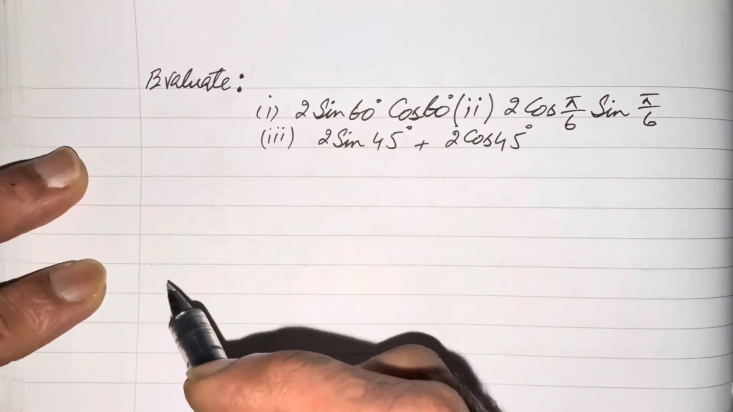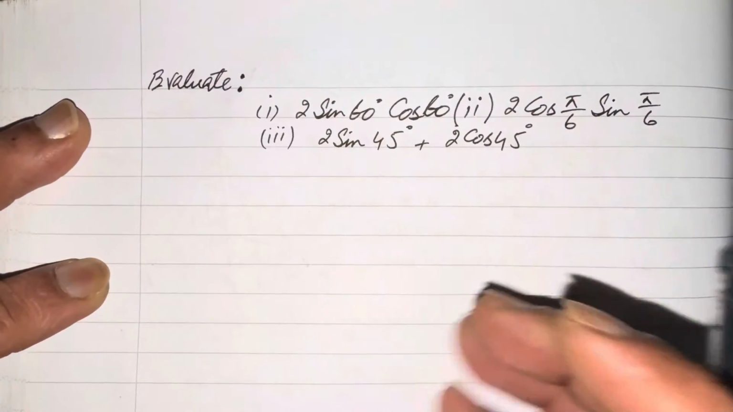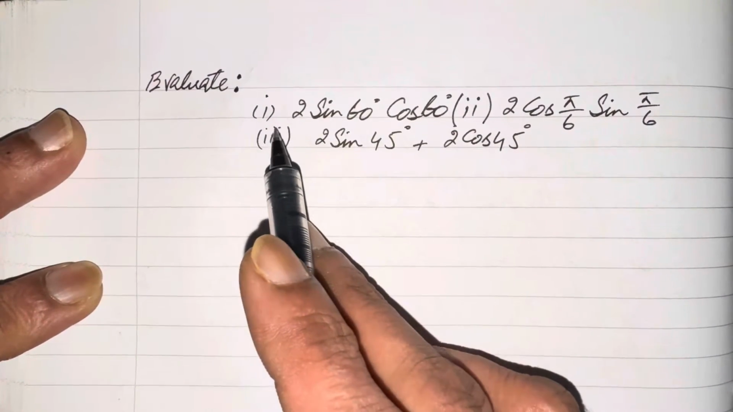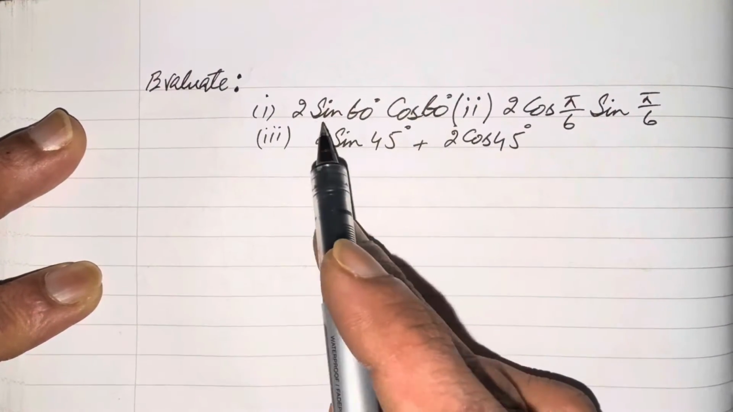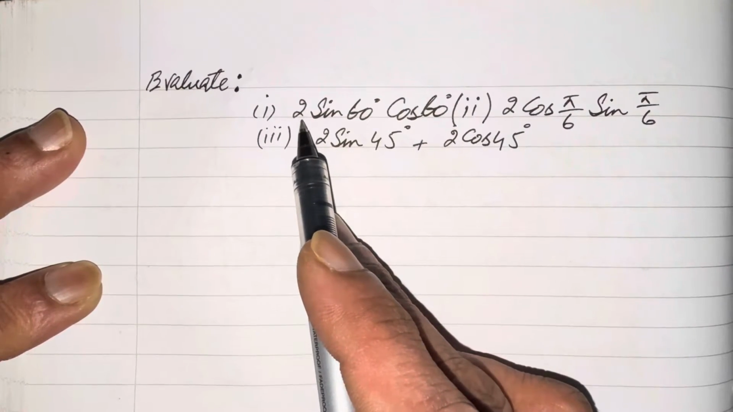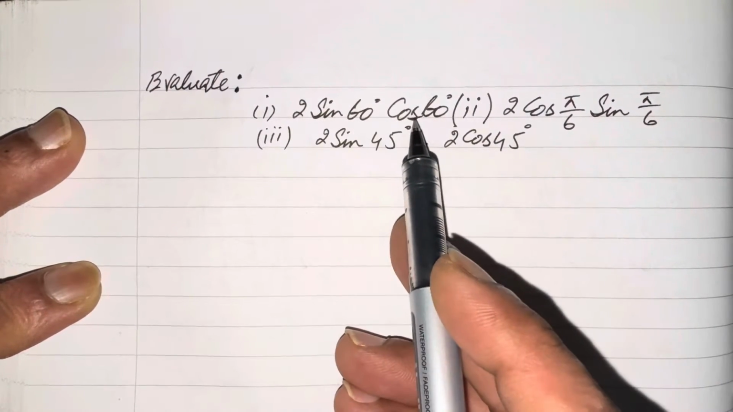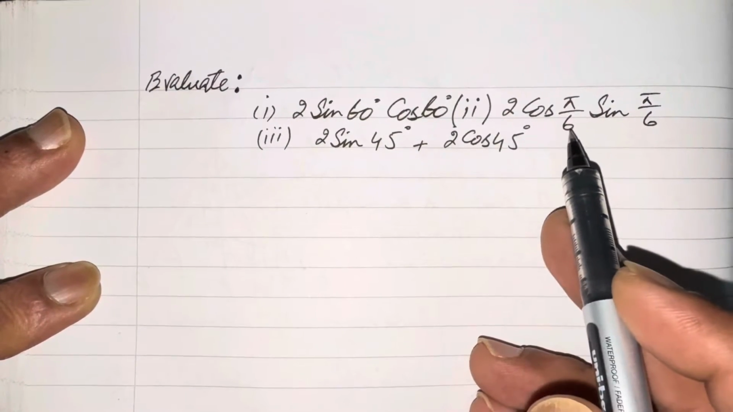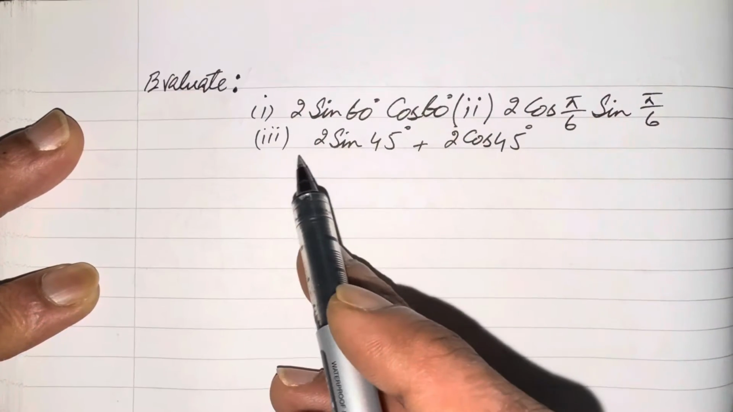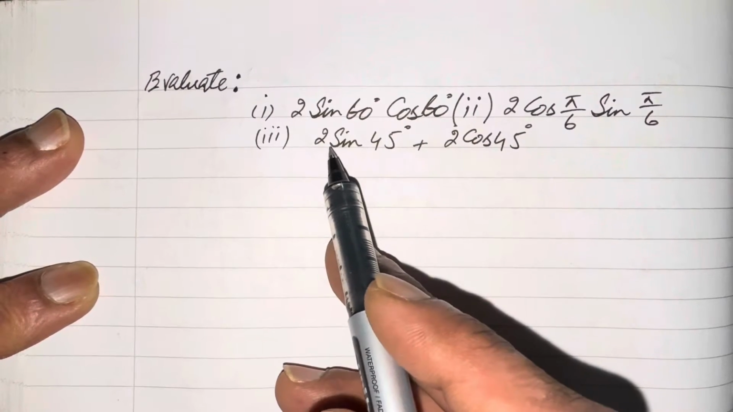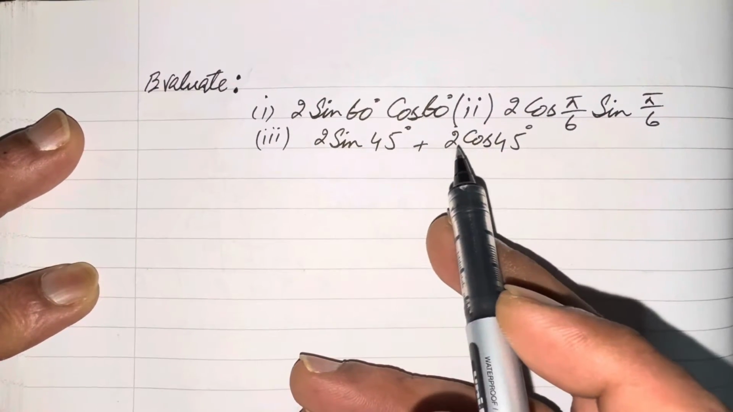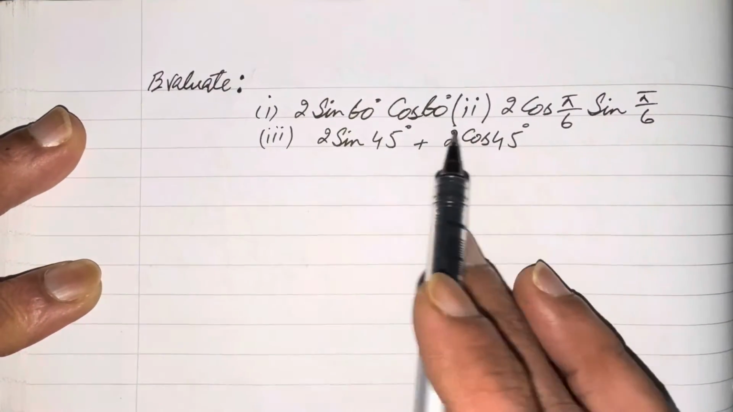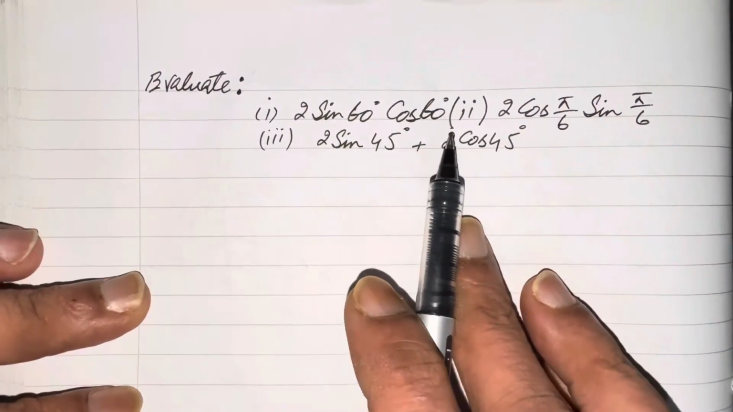In today's lecture we are going to find different kinds of values. I have written three questions: number one is 2 sine 60 cos 60, number two is 2 cos pi over 6 and sine pi over 6, and number three is 2 sine 45 degrees plus 2 cos 45 degrees. We have to evaluate these three questions.